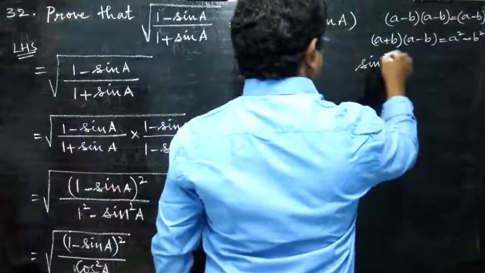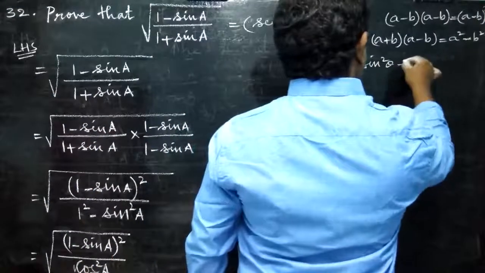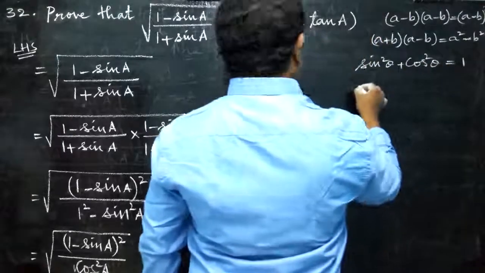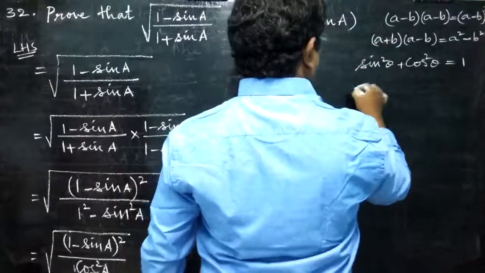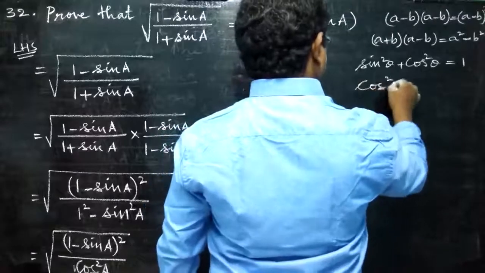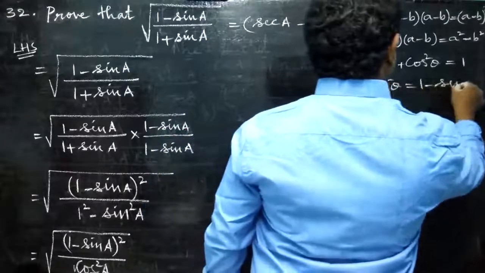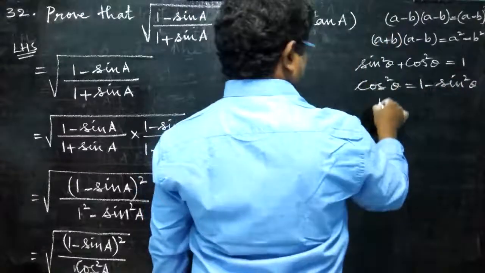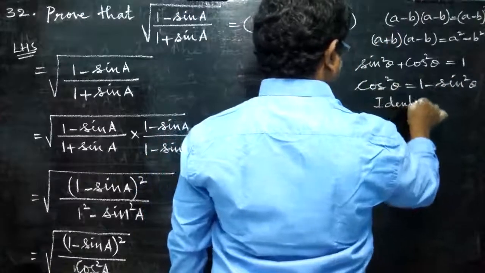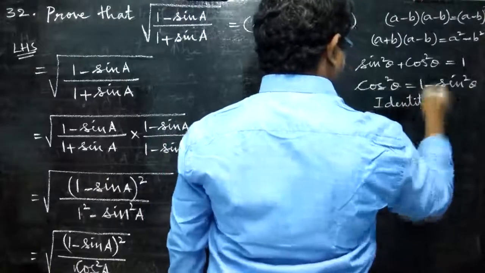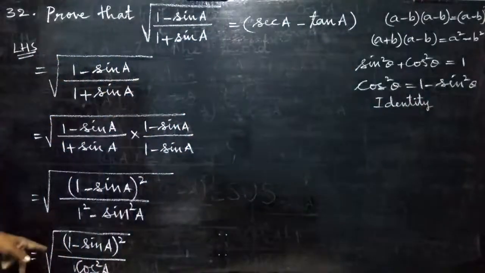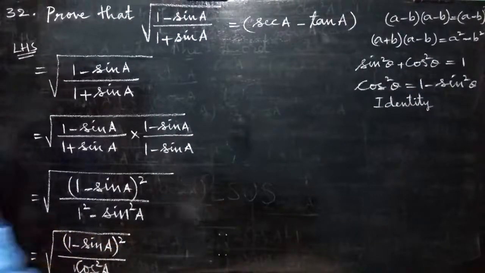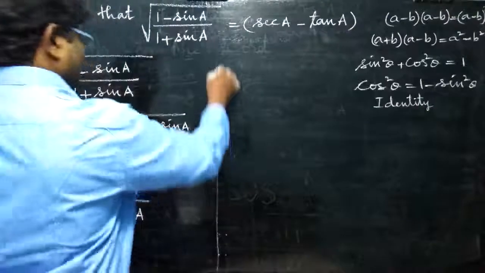Sin square theta plus cos square theta is equal to 1. We want cos square theta is equal to 1 minus sin square theta. So, in the place of cos square theta we are writing this. This is called an identity. 3 identities are there, and in that this is the first one. Now, square root is there. In square root, square and square root cancel. 1 will come.